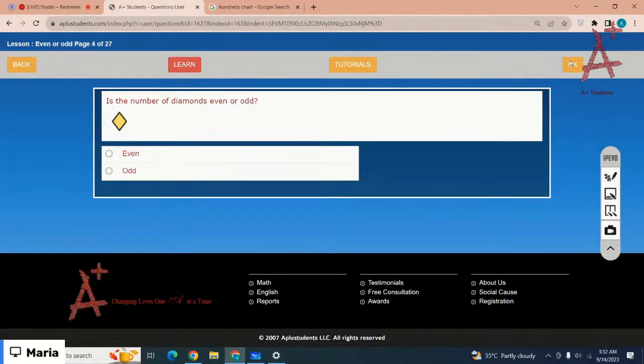Okay, is the number of diamonds even or odd? You have only one diamond. Is it even or odd?